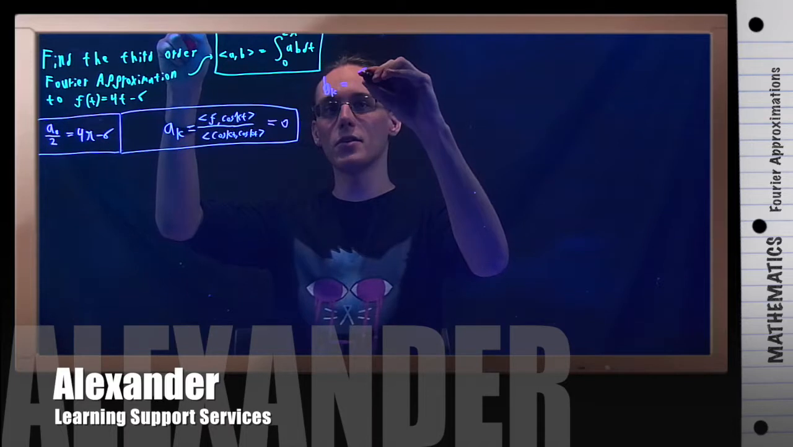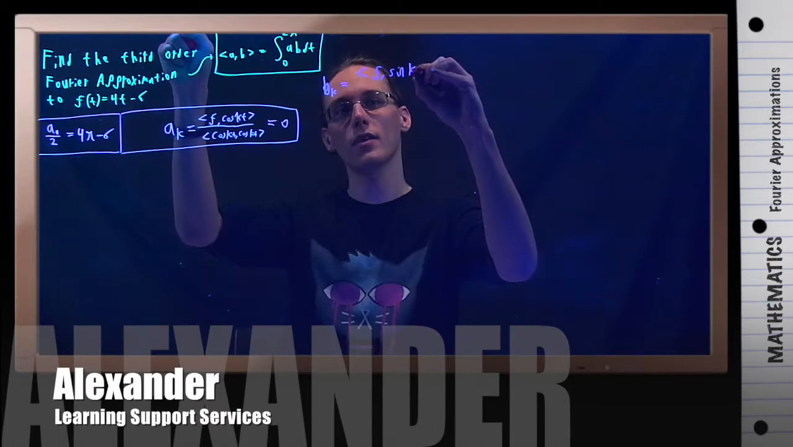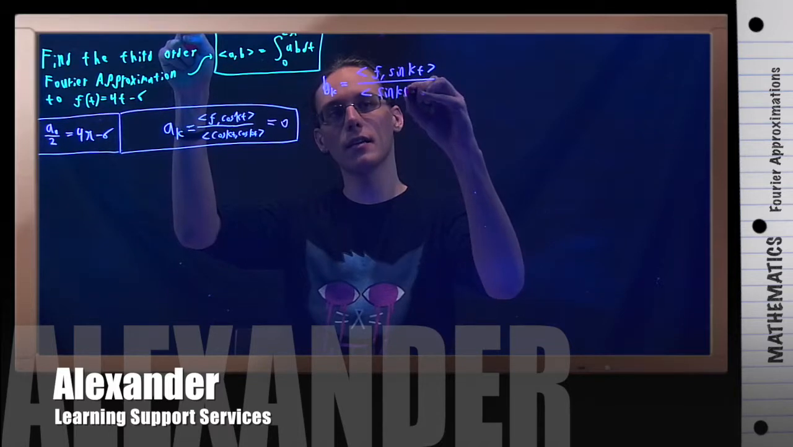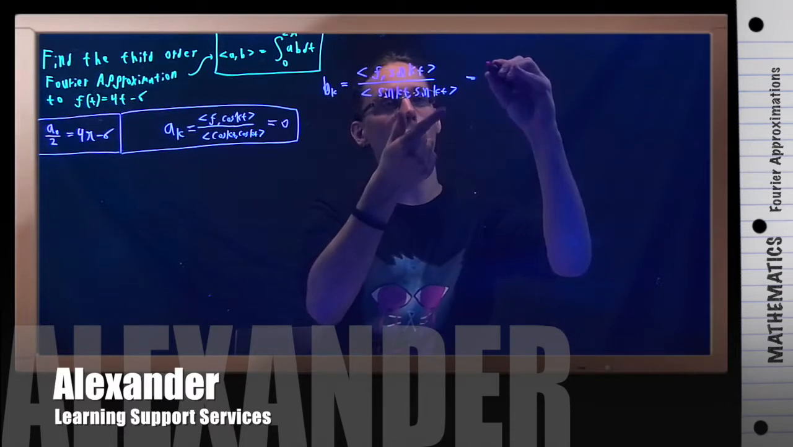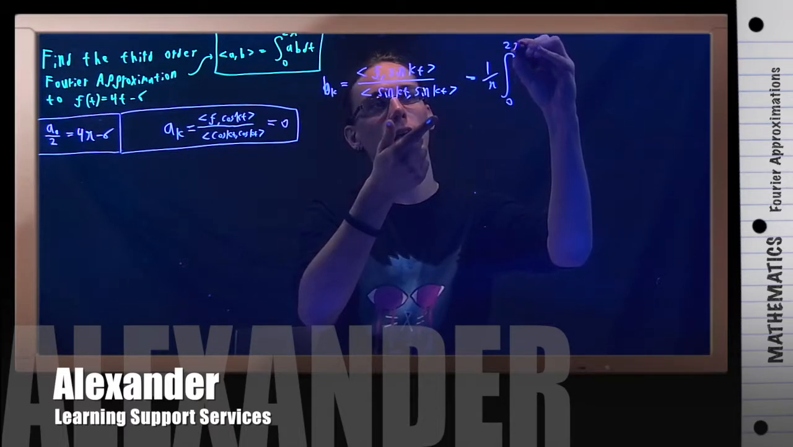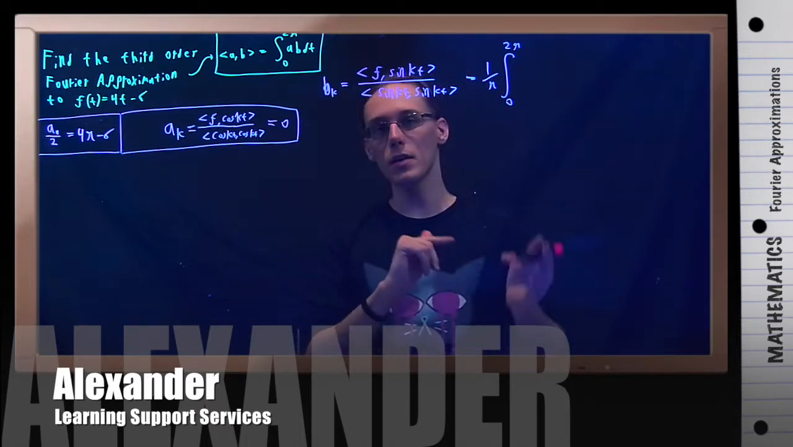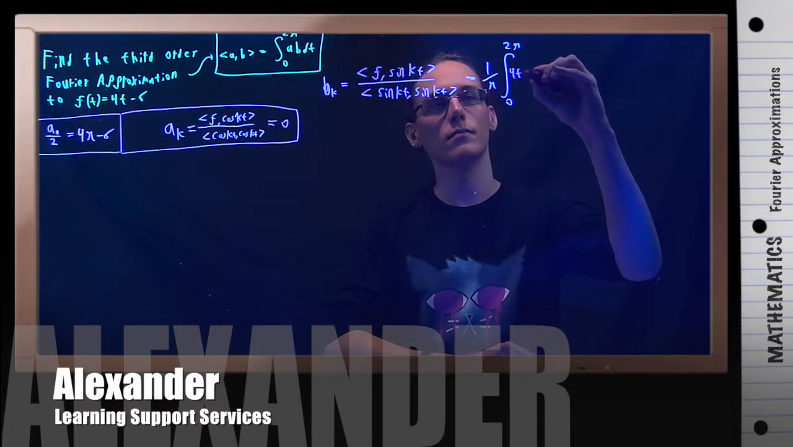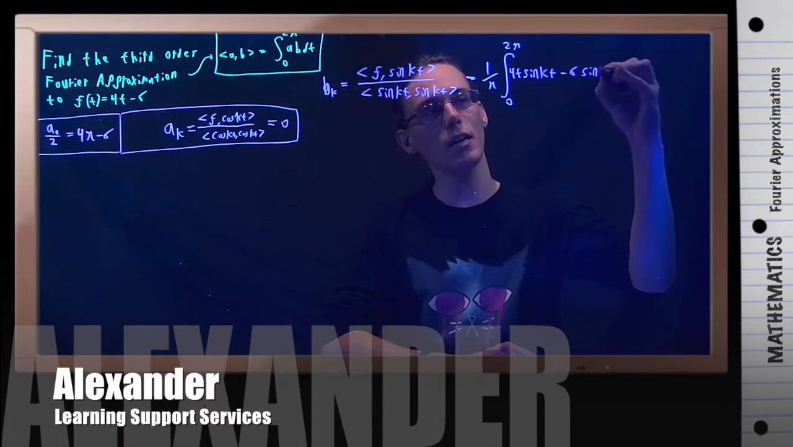So b sub k is our function using Fourier's inner product with sine of kt over sine of kt, sine of kt, which once again, this is pi. So I have 1 over pi times the integral from 0 to 2 pi of the function 4t minus 6 times sine of kt. Now to save me some writing space, let me go ahead and distribute that as I write it. So this is 4t times sine of kt minus 6 times sine of kt.